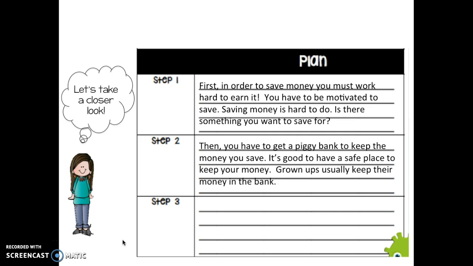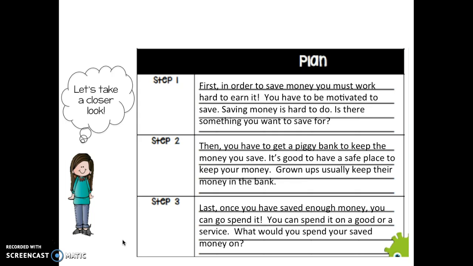Step 2. Then you have to get a piggy bank to keep the money you save. It's good to have a safe place to keep your money. Grown-ups usually keep their money in the bank. Step 3. Last, once you have saved enough money, you can go spend it. You can spend it on a good or a service. What would you spend your saved money on?